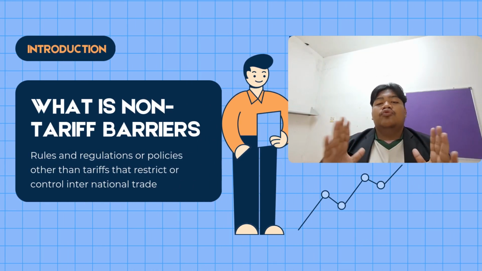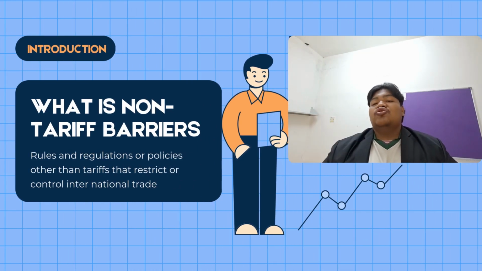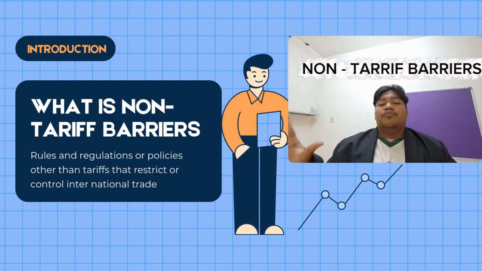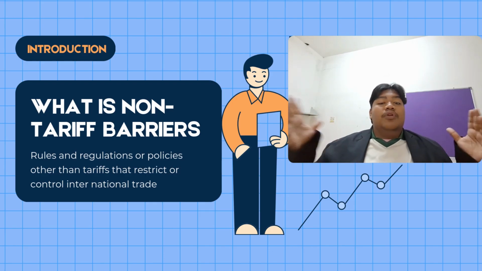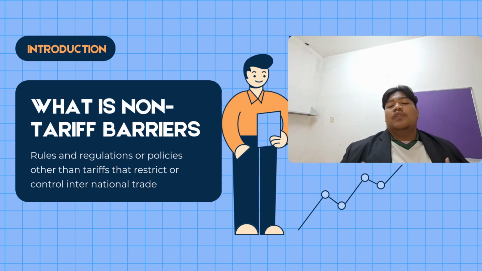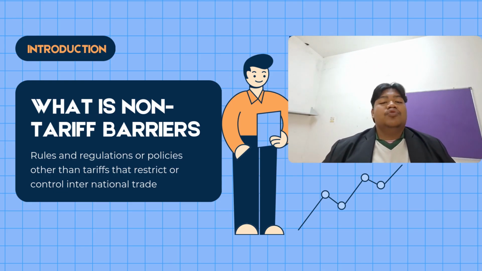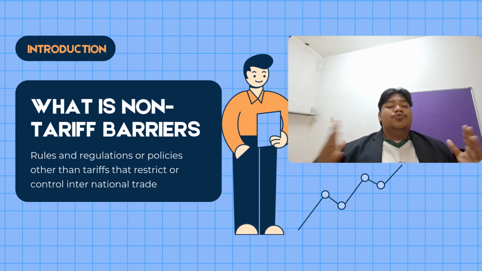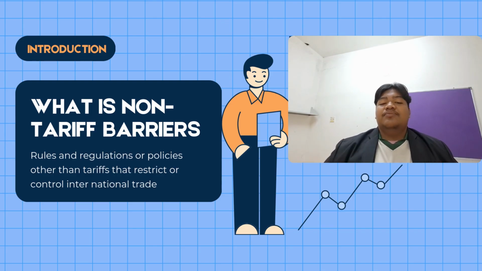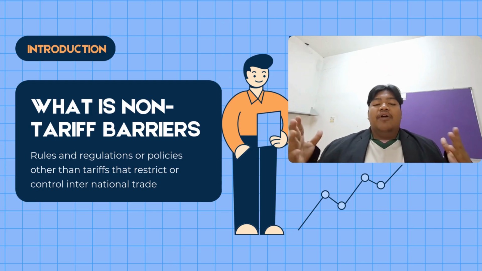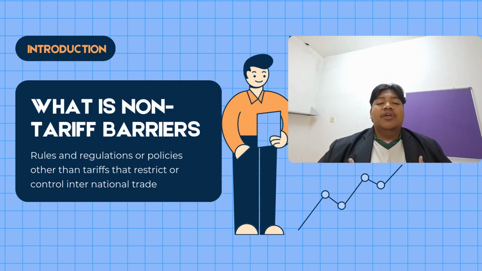Today we would like to introduce to you a concept in international trade known as non-tariff barriers, or NTBs. When countries trade with one another, they often try to control the flow of goods across their borders. One common method is through tariffs, which are taxes imposed on imported goods. However, in today's global economy, many countries rely more on non-tariff barriers rather than tariffs.